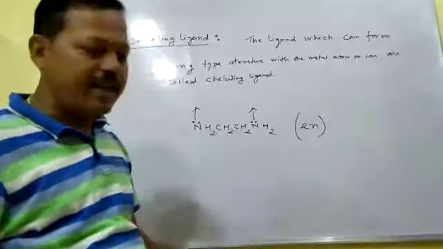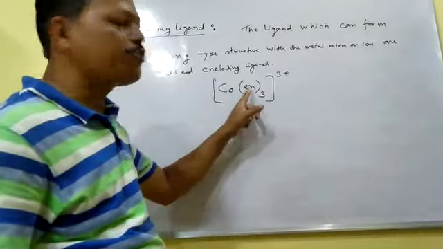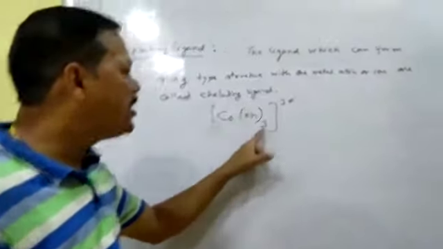Suppose this is one of the examples, Co(en)3. Suppose this is one of the cationic complex. Your central metal atom is cobalt and your ligand is ethylene diamine, NH2 CH2 CH2 NH2. How many ethylene diamine? 3 ethylene diamine.